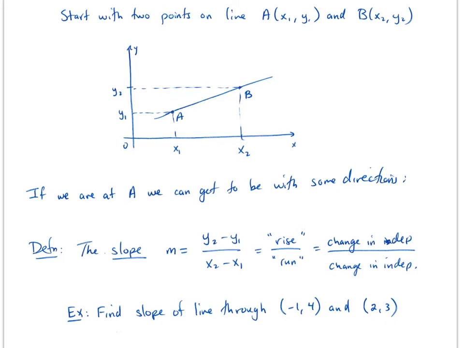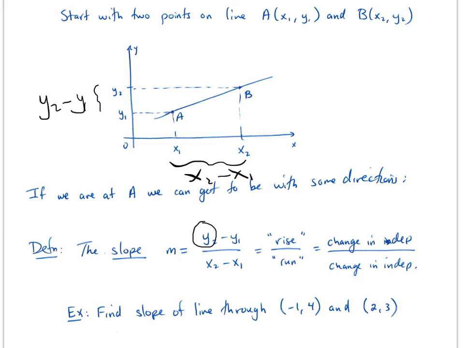So the slope of a line is denoted by m, the letter m, and it's the change in the y values, so this distance here, y2 minus y1, divided by the change in the x values, x2 minus x1. Another way to think about this is rise over run.